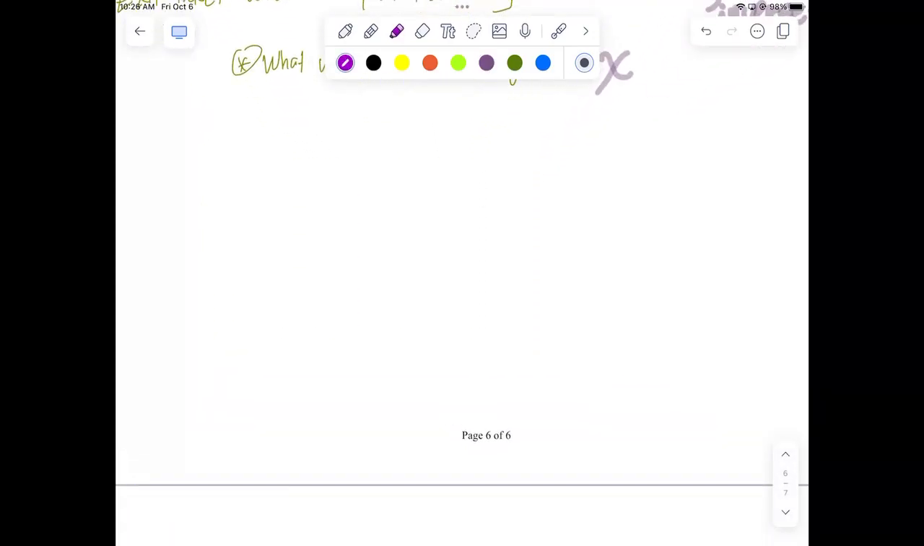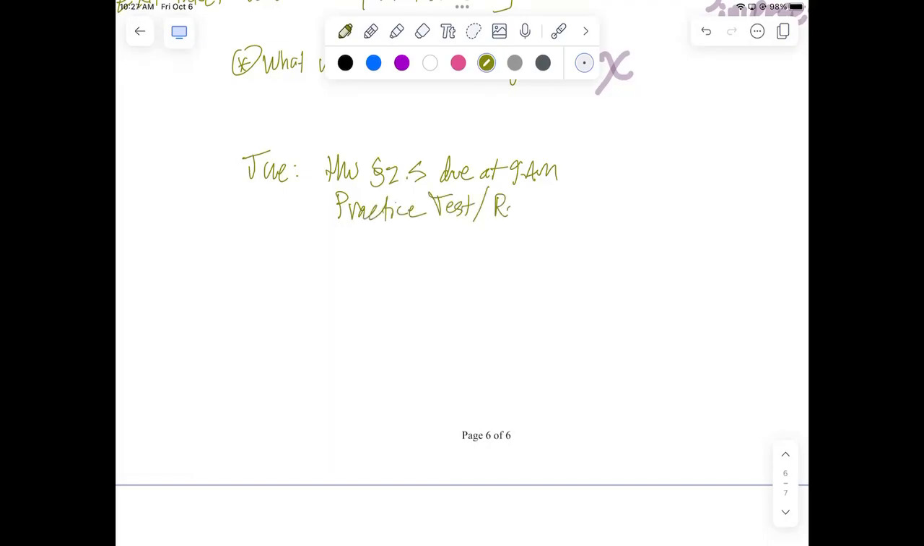Let's go ahead and talk about what's coming up here. So Tuesday, I'm going to switch from highlighter now on purpose. On Tuesday, homework section 2.5 is due at 9 a.m. And on Tuesday, we're going to do a practice test / review.